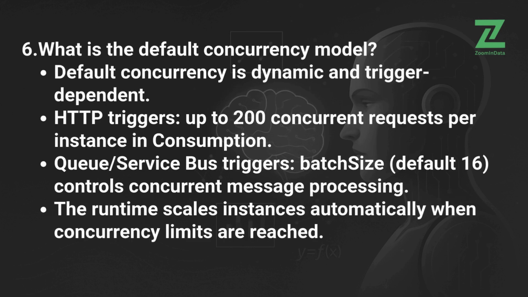What is the default concurrency model? Default concurrency is dynamic and trigger dependent. HTTP triggers up to 200 concurrent requests per instance in consumption. Queue, service bus triggers, batch size, default 16, controls concurrent message processing. The runtime scales instances automatically when concurrency limits are reached.